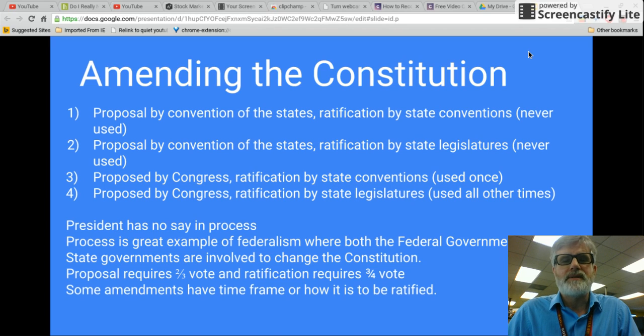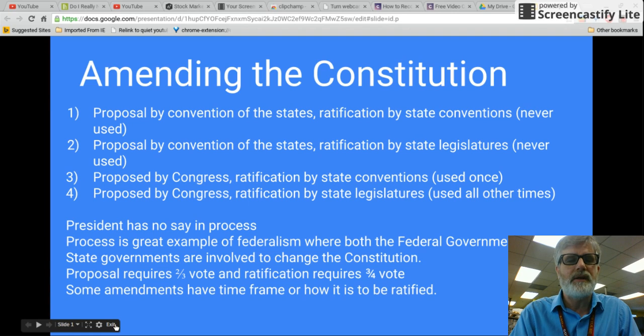Some amendments have a time frame in them. Other amendments have how they're going to be ratified and whether they're going to use convention or they're going to use state legislatures. So each amendment is a little bit different. The last one, the 27th Amendment, was actually proposed by James Madison with the original Bill of Rights, and it was approved in 1992. So if it doesn't have a time limit, it doesn't have a time limit.